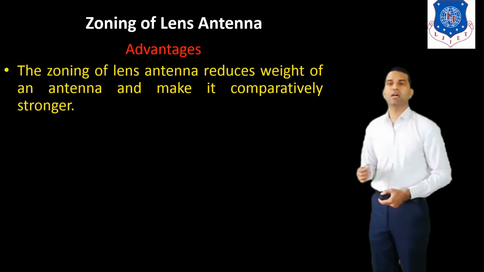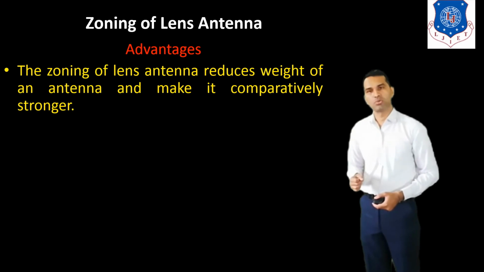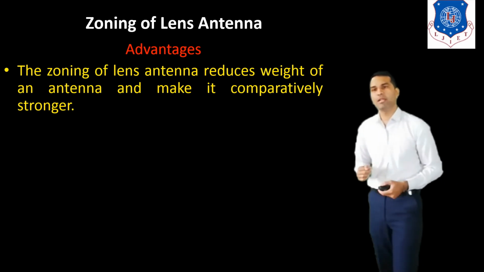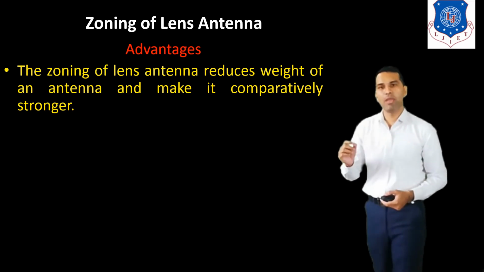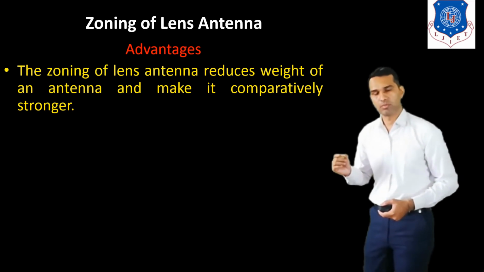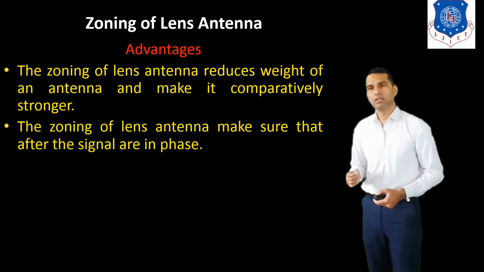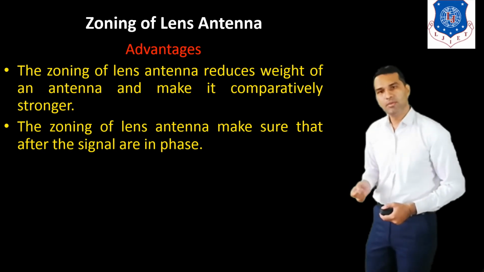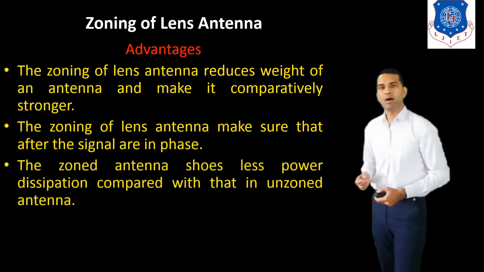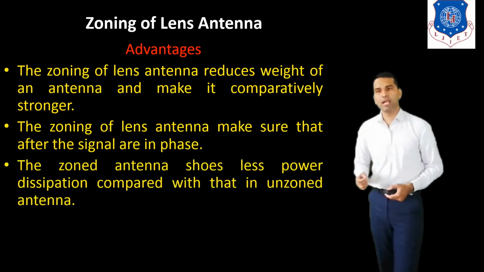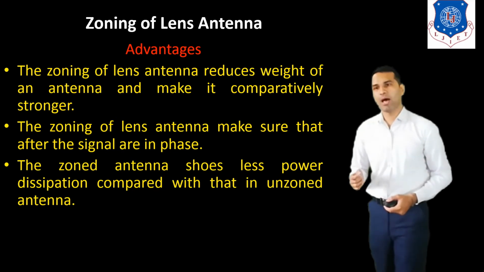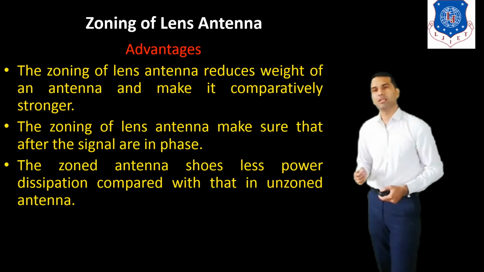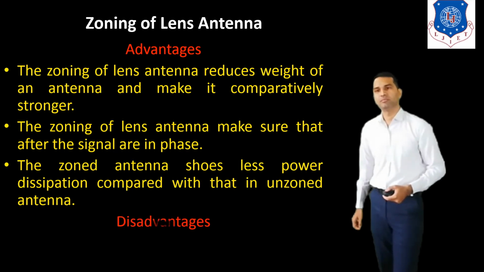Now we discuss the advantages of zoning. The zoning of the lens antenna reduces the weight of an antenna and makes it comparatively stronger. The second advantage is that the zoning of the lens antenna makes sure that the signals are in phase. The third advantage is that the zoned antenna shows less power dissipation compared with that in the unzoned antenna.